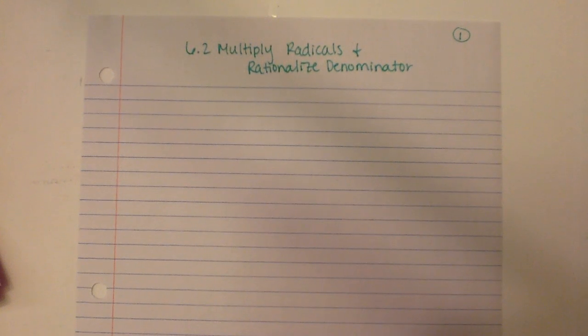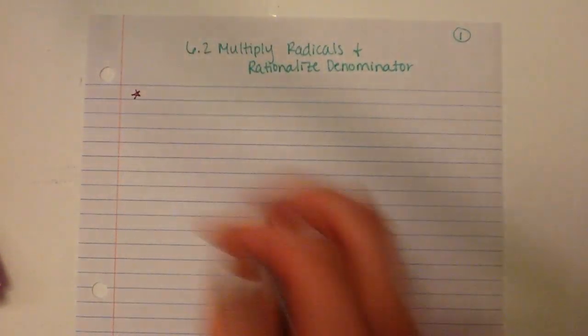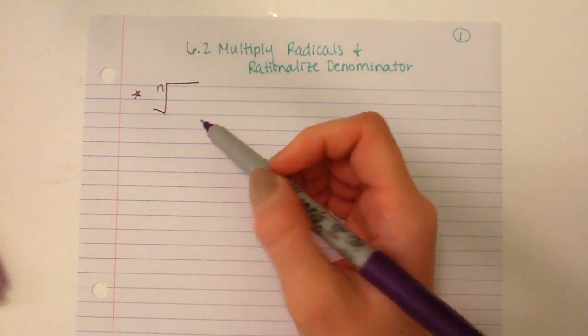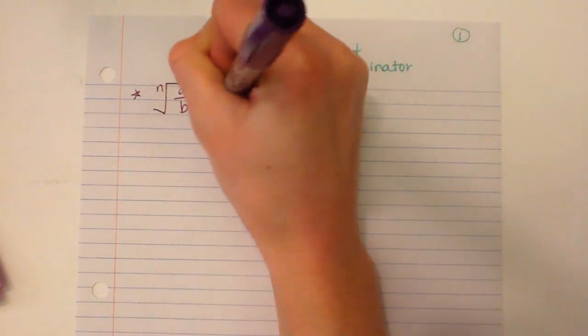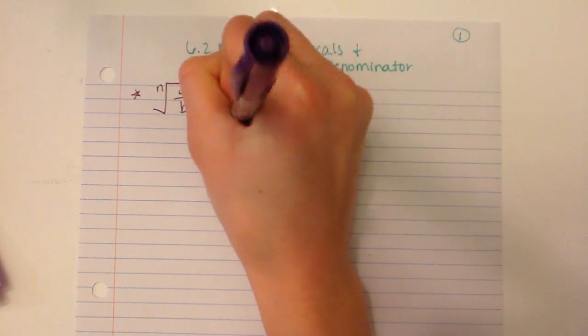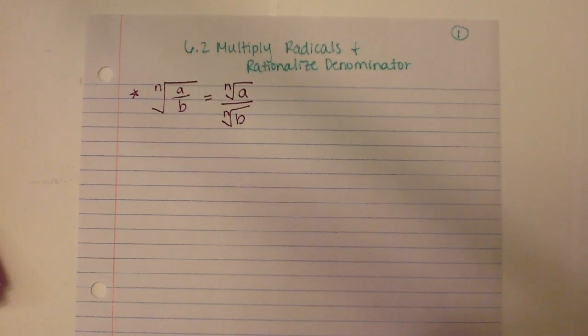Alright, in 6.2 we're going to multiply radicals and rationalize denominators. So two important things we need to remember. If we have the nth root of a divided by b, that can be split up into the nth root of a over the nth root of b. So we just split those up into two.